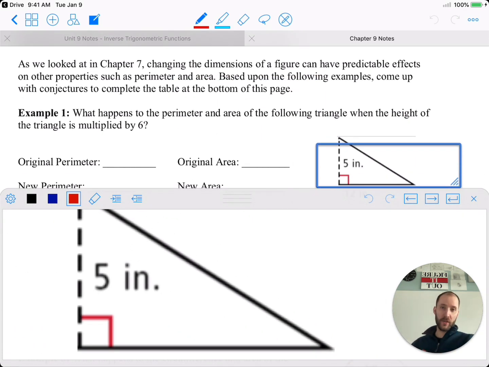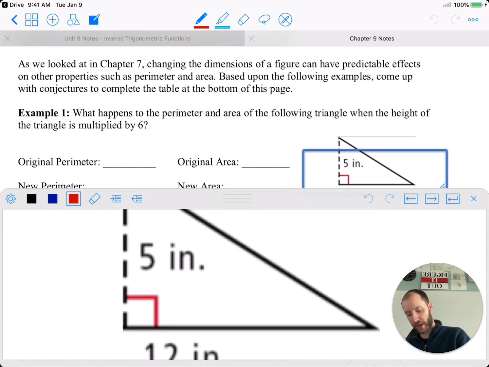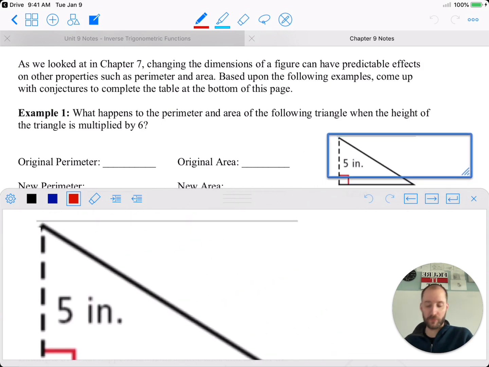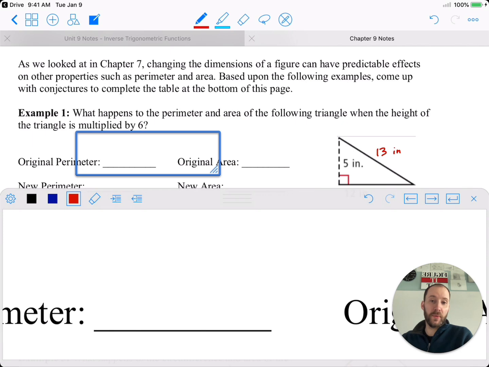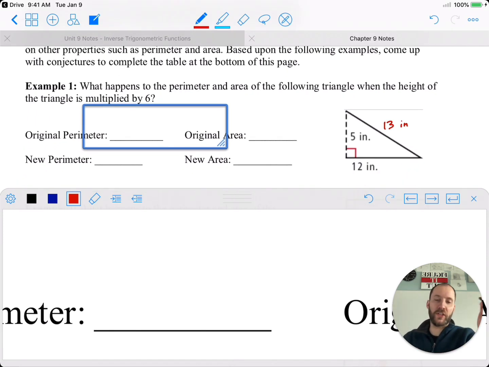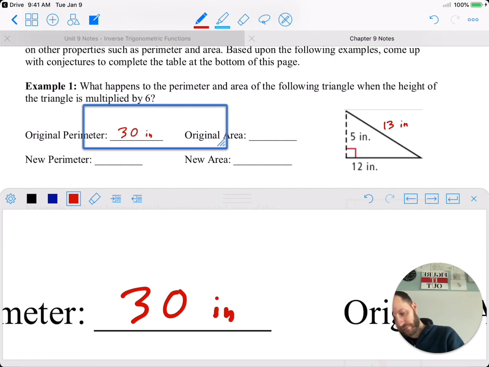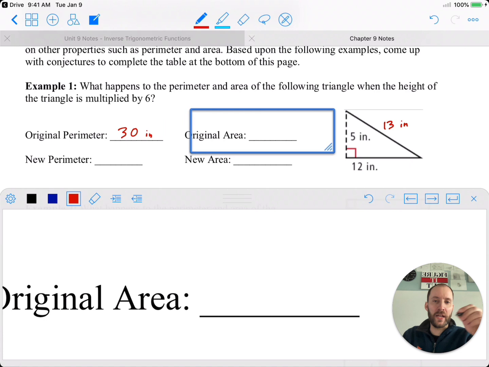So the perimeter, it's a right triangle, 5 and 12. This should be a Pythagorean triple. Hypotenuse would be 13 inches. So the perimeter, 5 plus 12 plus 13, that'd be 30. So 30 inches. The original area, 1/2 base times height, 1/2 12 times 5. So 1/2 of 12 is 6. Oh, it's also 30. Okay.